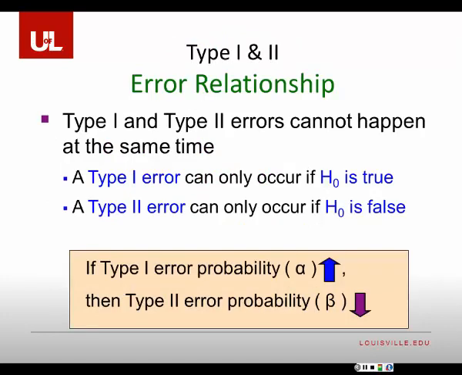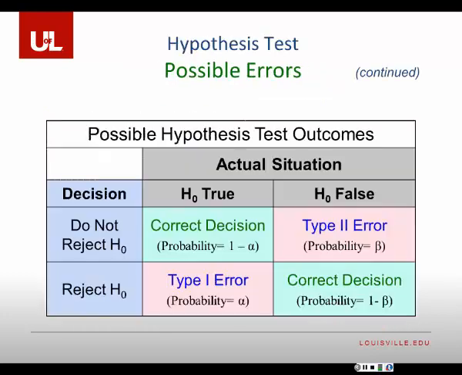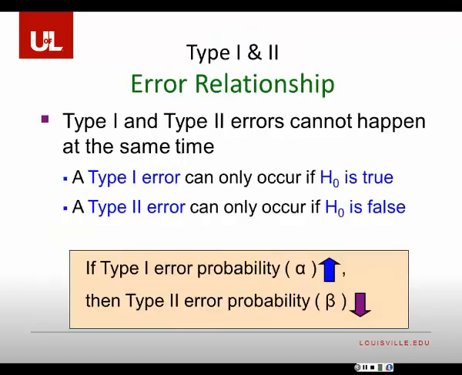So type 1 and type 2 error cannot happen at the same time. Think about that. We go back a couple of slides. Can you ever be here and here at the same time? Can you ever not reject a false null and reject a true null? You can only be in one place at any one time, right? A type 1 error can only occur if the null is true. A type 2 error can only occur if the null is false.